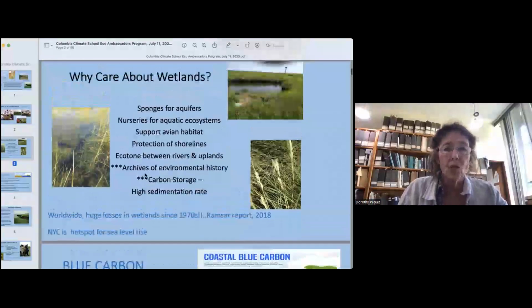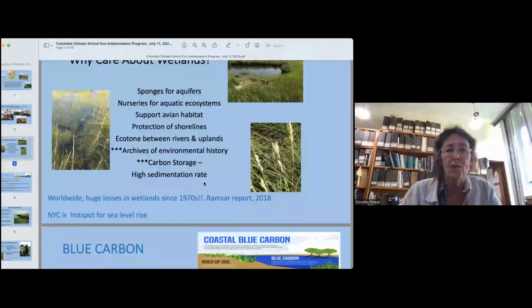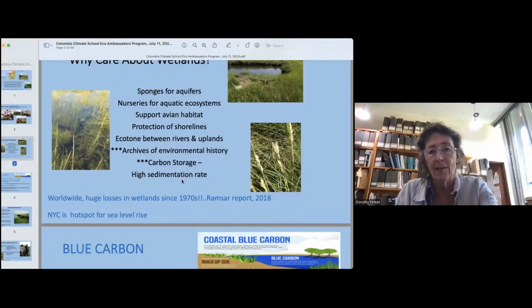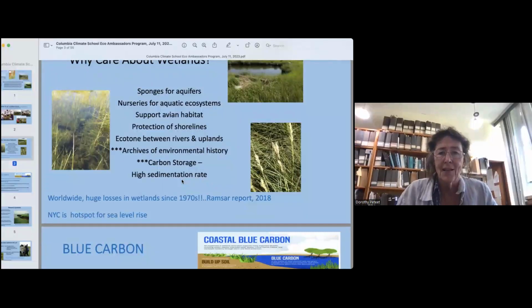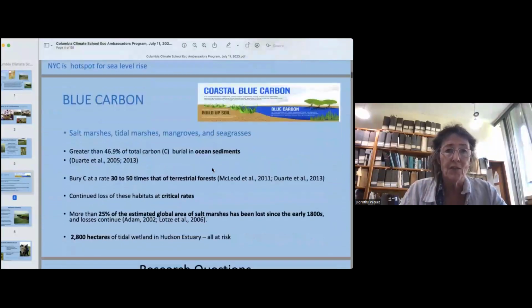So worldwide, there have been huge losses in wetlands. A lot of people, they have a bad reputation, right? Because people say, oh, they're mosquitoes, or there's a lot of terminology that puts down wetlands, bogged down, or I'm swamped, right? But actually, they're wonderful places because they do all these things for us.